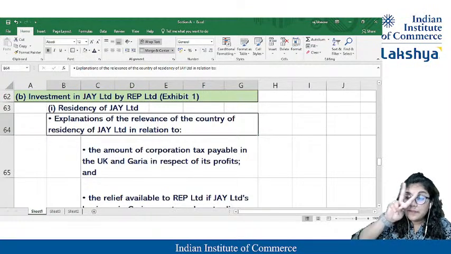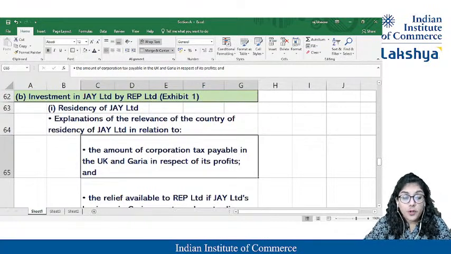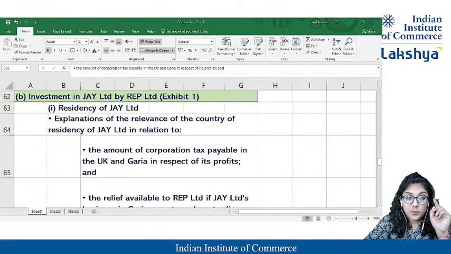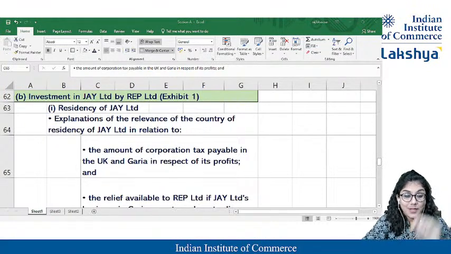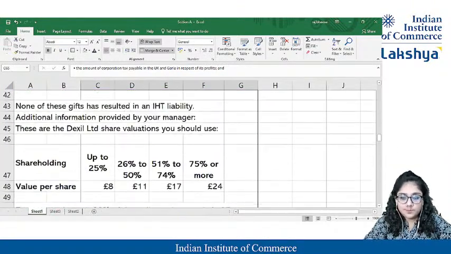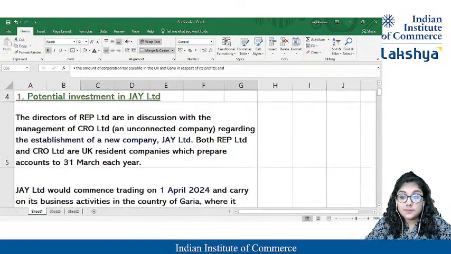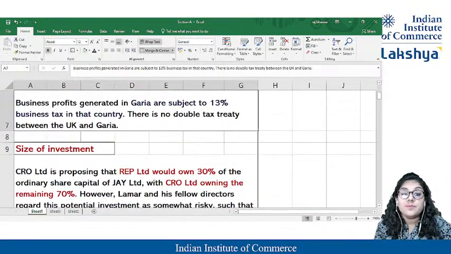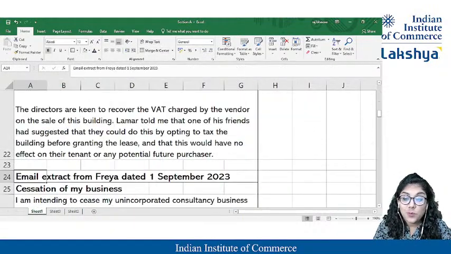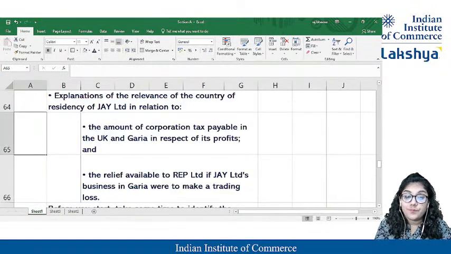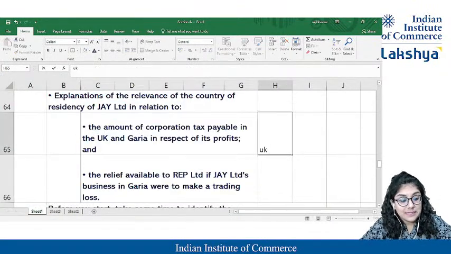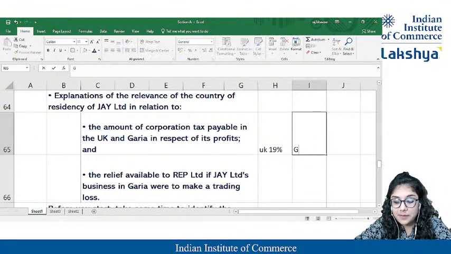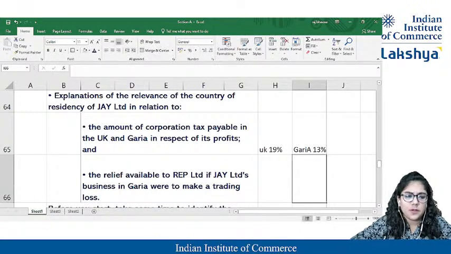We have to explain them, but we have to take two things into consideration. The amount of corporate tax payable in UK. You know, in UK our corporate tax is 19%. But in Nigeria, you remember, they had paid corporate tax of how much? Students are supposed to open these things. If you know about this, the first part is done. What have they asked us over here? Business profits are taxed in Nigeria at the rate of only 13%, and there is no DTAA, no direct tax agreement avoidance. So over here I can write, in UK my tax rate is 19%, but in Nigeria it's 13%. So accordingly we'll check.